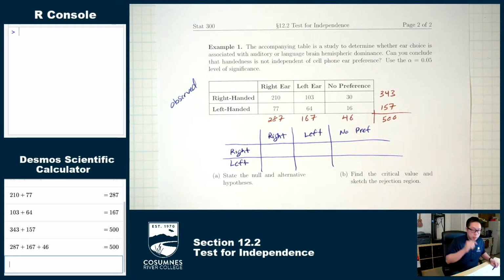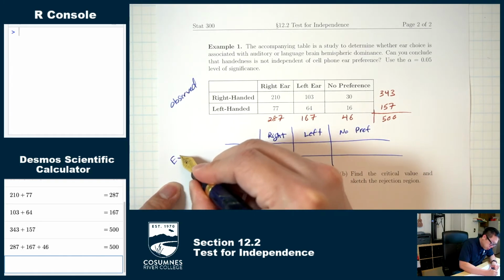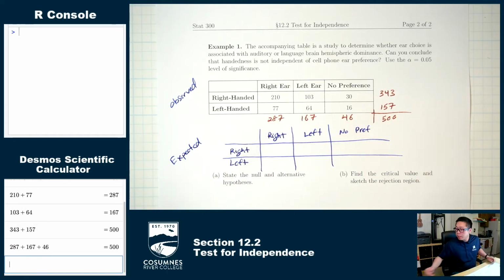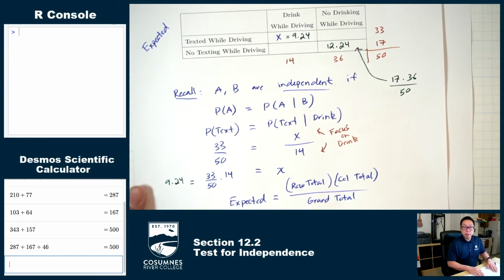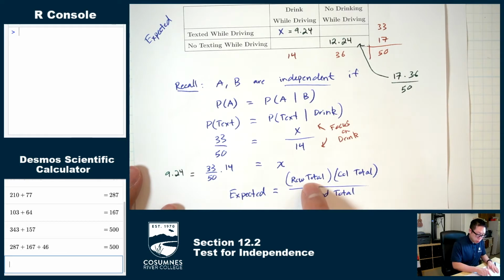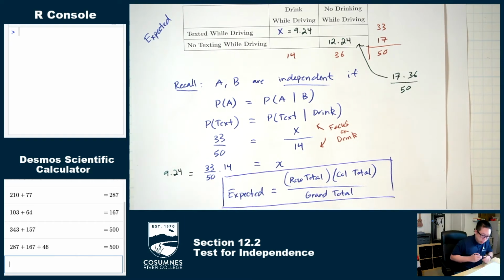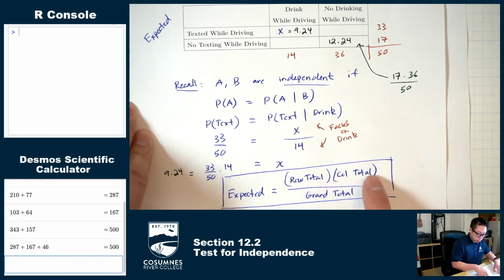And now we have to fill in the expected table. To fill in the expected table, we're going to be using the formula that we found on the front page. This one down here. To find the expected: row total times column total over grand total. Let me actually put a box around this, because that's probably the most important thing on that front page. Okay, row total times column total over grand total.